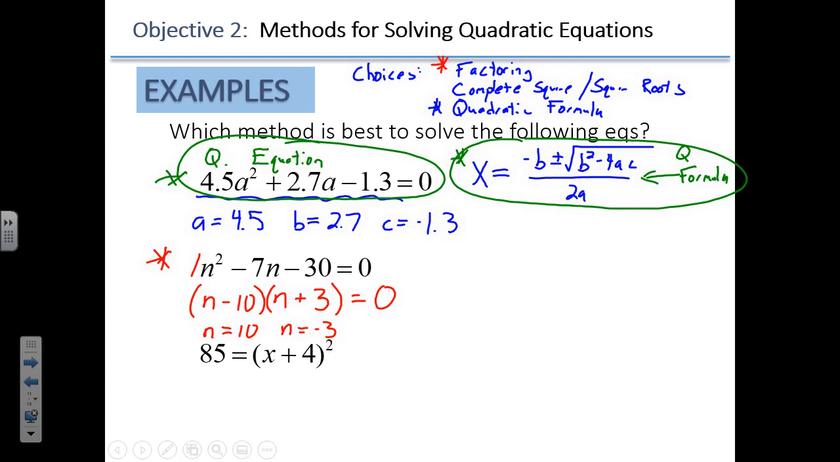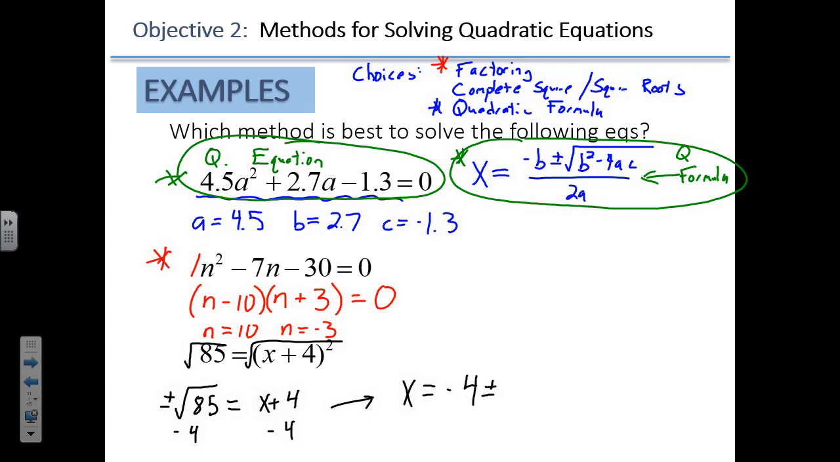Now our last one, 85 equals x plus 4 squared. Since this thing is squared, we could take the square root right off the bat on that, and we could say plus or minus the square root of 85 is equal to x plus 4. Subtract 4 from both sides, and just like that we've got our solution. We could say x equals negative 4 plus or minus the square root of 85, and boom, we're done.